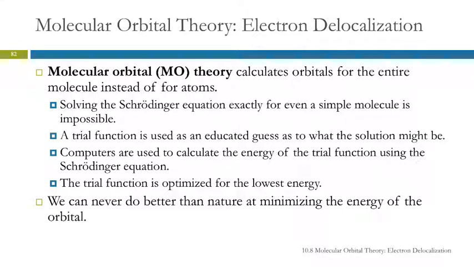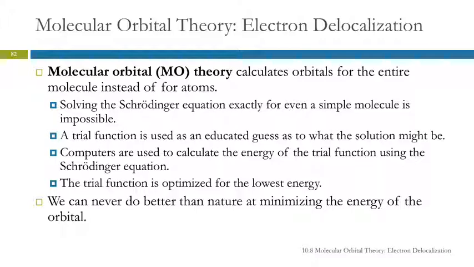Molecular orbital theory. So unlike valence bond theory, where we're looking at orbitals that are specifically on an atom, and we're looking at overlap of two orbitals, here we're looking at orbitals calculated for the entire molecule instead of just for one of the atoms.